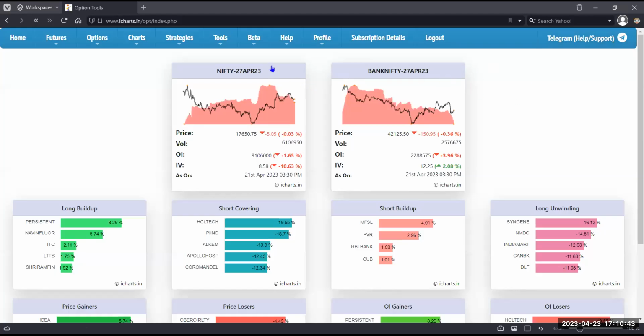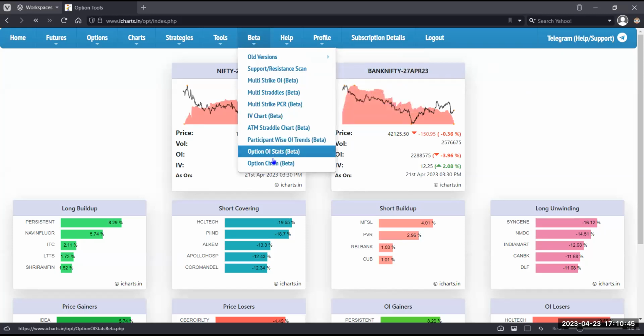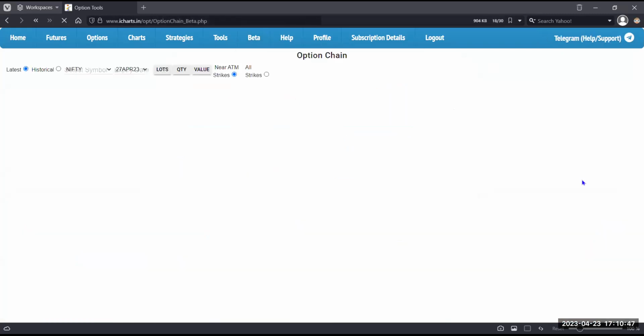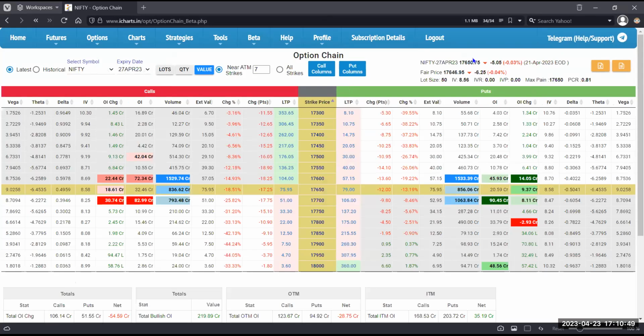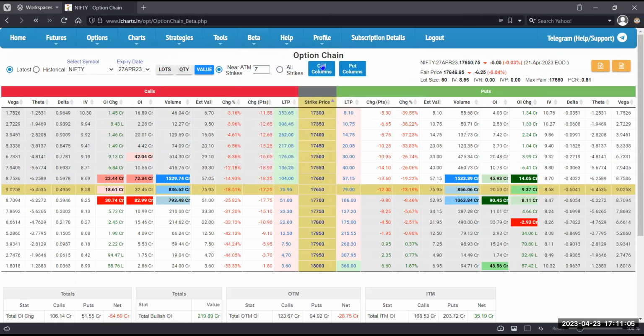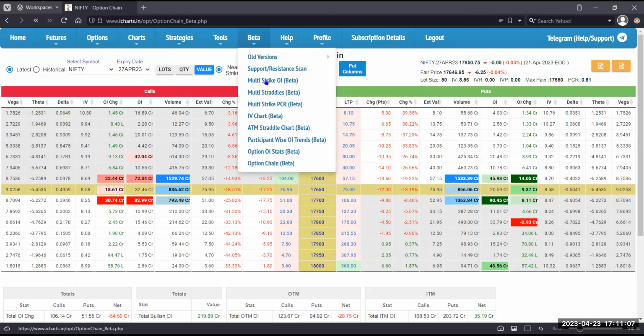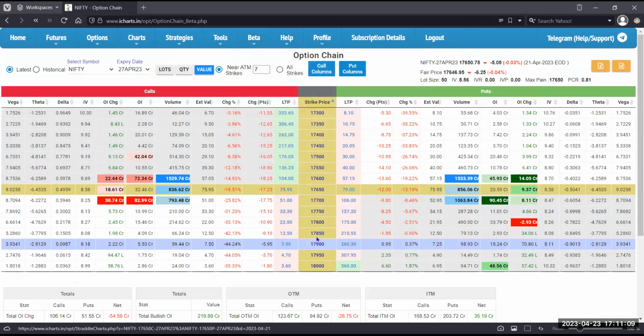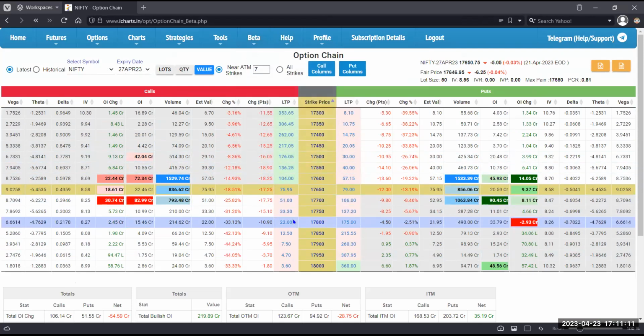Okay, so we'll start off with options, option chain beta. This is the new update to the option chain. And please know that whenever a tool is about 70–80% done, we just add it over here. Then we take your suggestions and keep on adding or fine-tuning the features that are there over here.